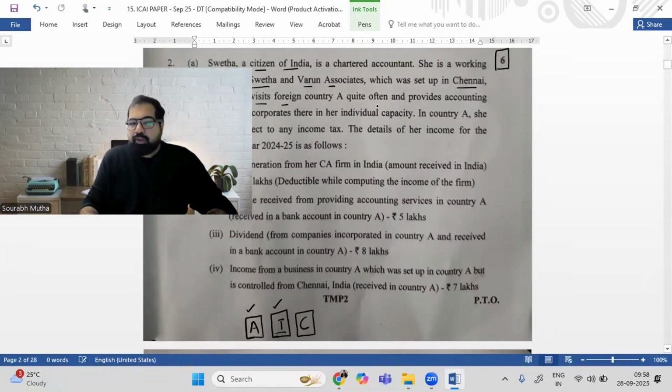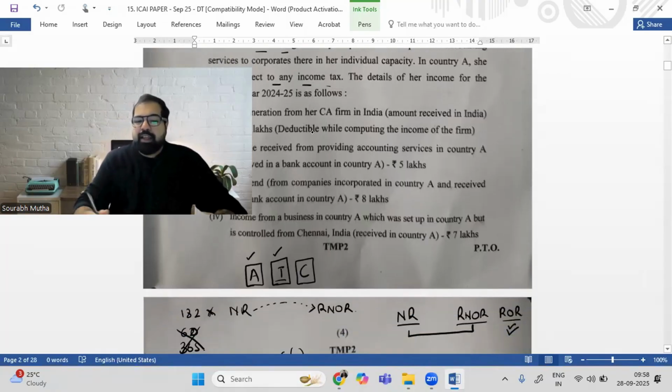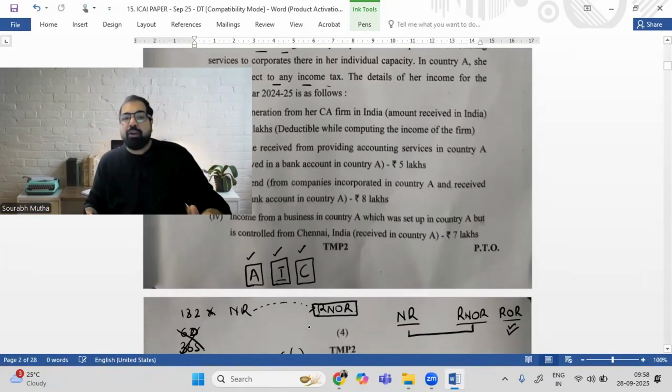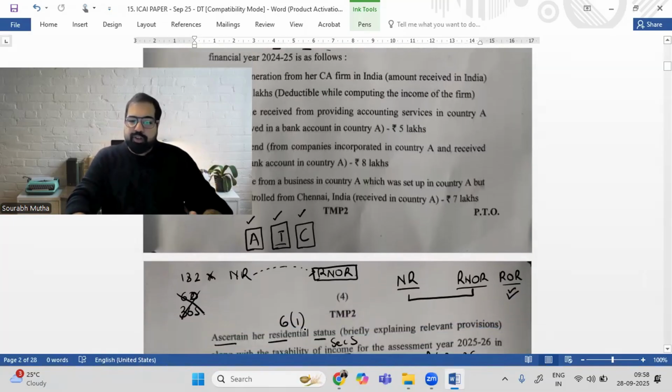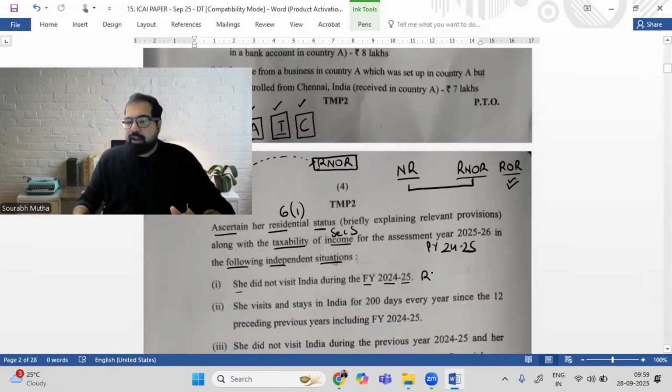She visits foreign country A quite often. We don't know which country it is. She provides accounting services to corporates there in her individual capacity, and she's doing well. In country A, she's not subject to any income tax. Because she's not taxed in any country as a resident, this condition is met. And because she's meeting all three conditions, she will become a RNOR, resident but not ordinary resident. So that's the first answer: she is a RNOR.